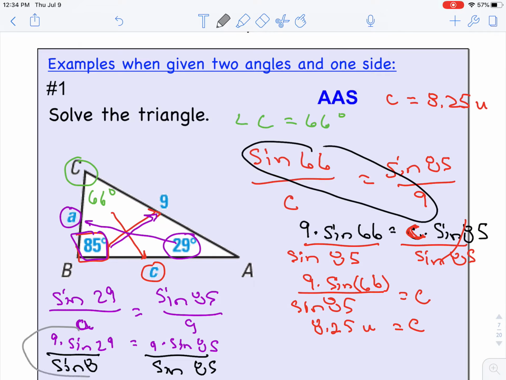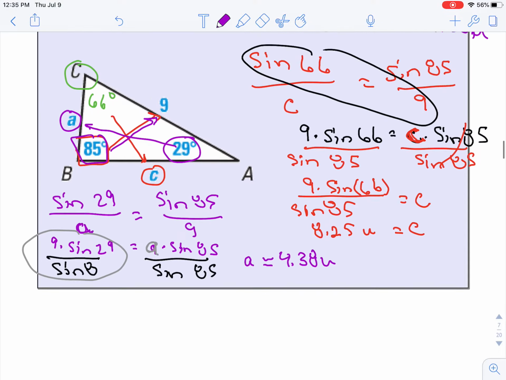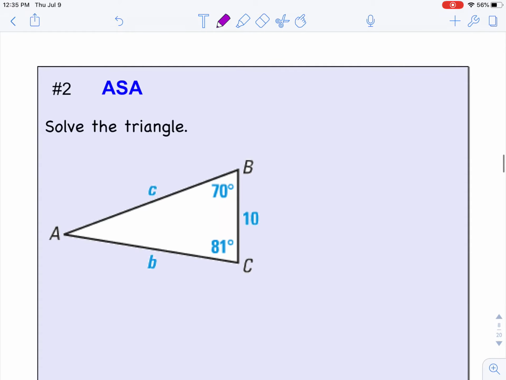So basically we're going to take this and just enter it in our calculator, and that is going to equal our side A. And when we do that, our A value is approximately 4.38 units. You need to work these out on your calculator to make sure you know how to enter it correctly with appropriate parentheses and so forth, because you certainly don't want to get problems wrong just because your calculator keystrokes are not right. So that's how we do law of sines.